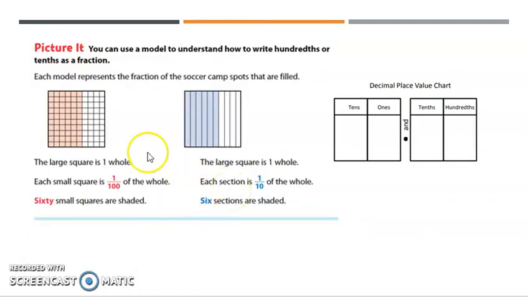All right. Each model represents the fraction of soccer camp spots that are filled. The large square is 1 whole. Okay? Each small square is 1/100th of a whole, 1 out of 100. 60 small squares are shaded. Now, let's look at it on the tenths grid. Again, the large square is 1 whole. Each section is 1/10 of the whole, and 6 sections are shaded.